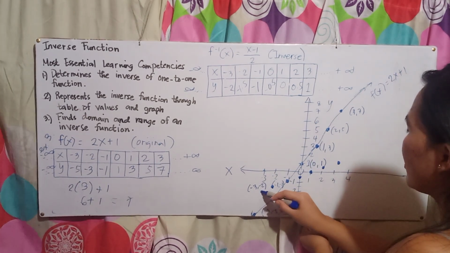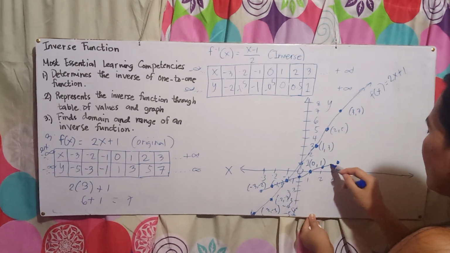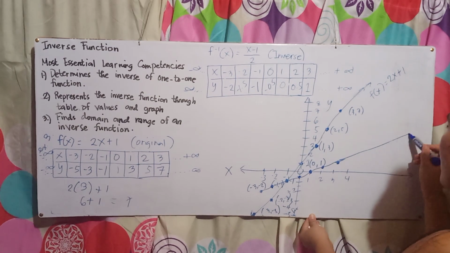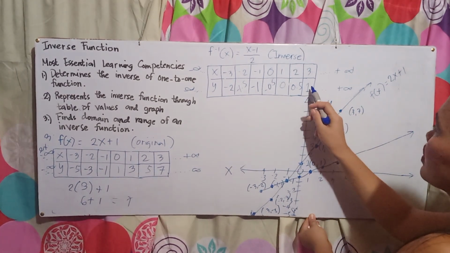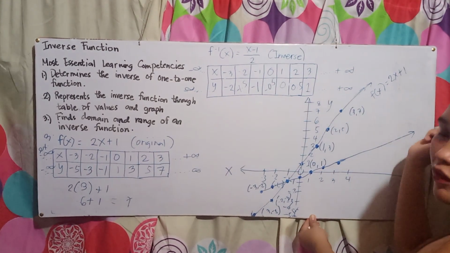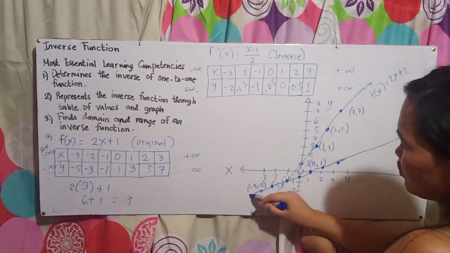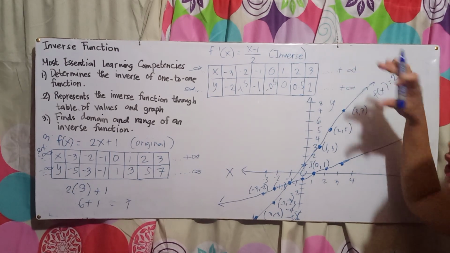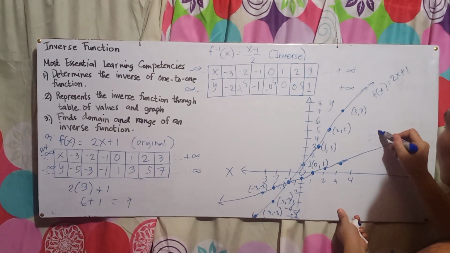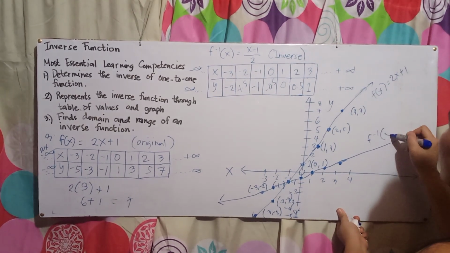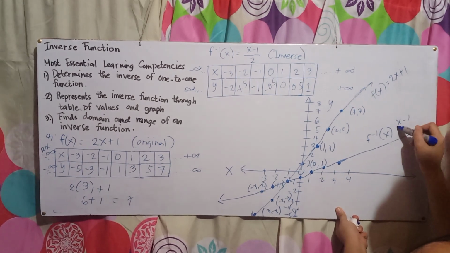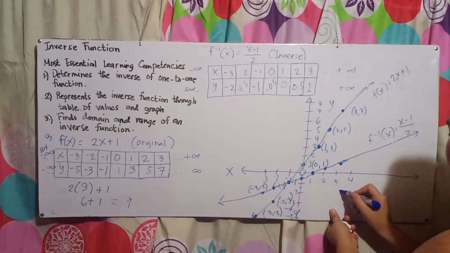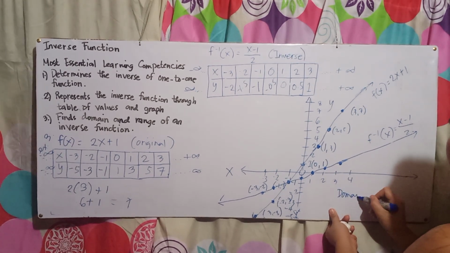Then, we connect them. If it extends to positive infinity, the graph extends upward. So this is the graph of the original function, and this is the graph of the inverse function x minus 1 over 2.